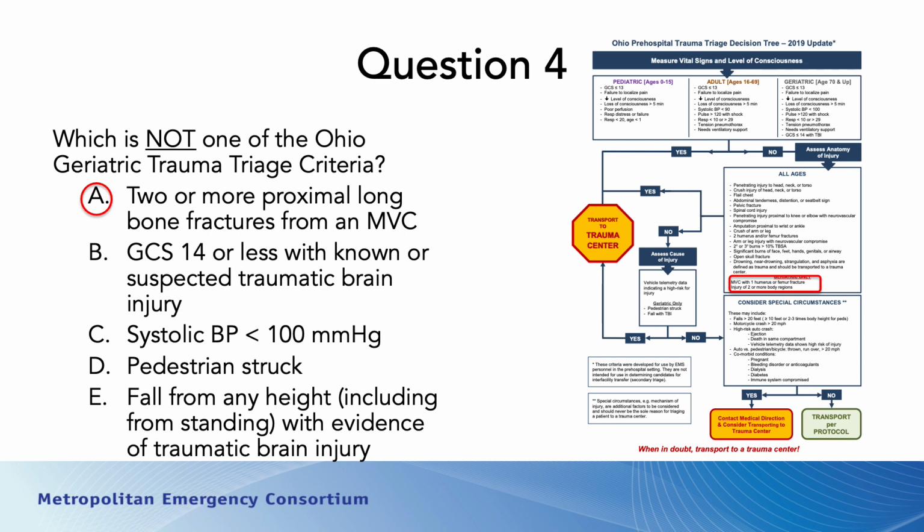And when there's also that gestalt, if your impression is this patient has had, whether it's a geriatric or adult patient, substantial injury or mechanism of injury where you are concerned about their well-being and the risk for a significant traumatic event, take them to a trauma facility.